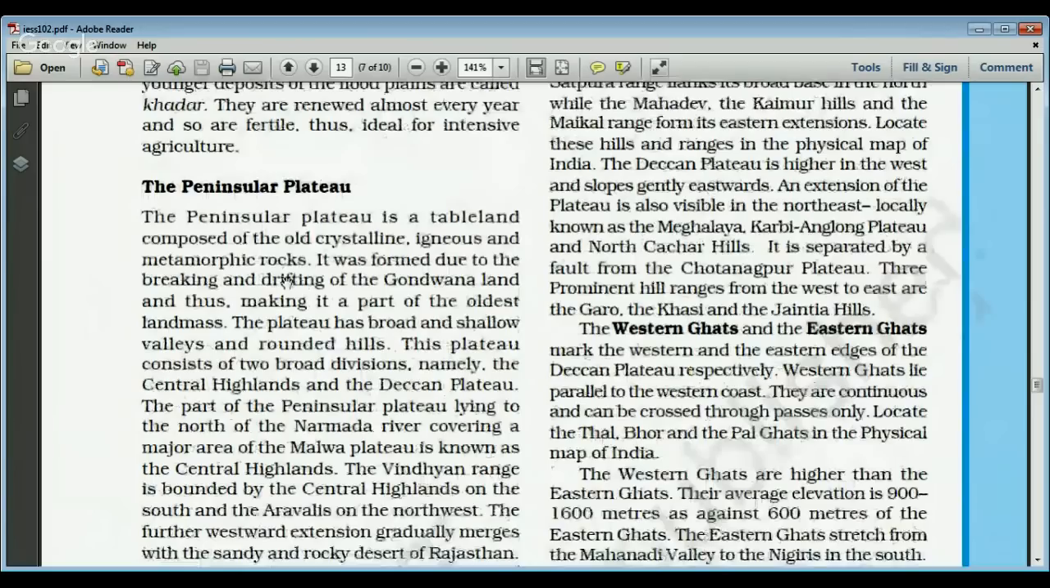The Deccan Plateau is higher in the west and slopes gently eastwards, and an extension of the plateau is also visible in the northeast, known as Meghalaya. I have told you that this peninsular plateau extends from the Gujarat and Maharashtra region in the west up to the Meghalaya region in the east. The easternmost part of the Deccan Plateau is known as the Karbi Anglong Plateau, and also the northern Kachar Hills.